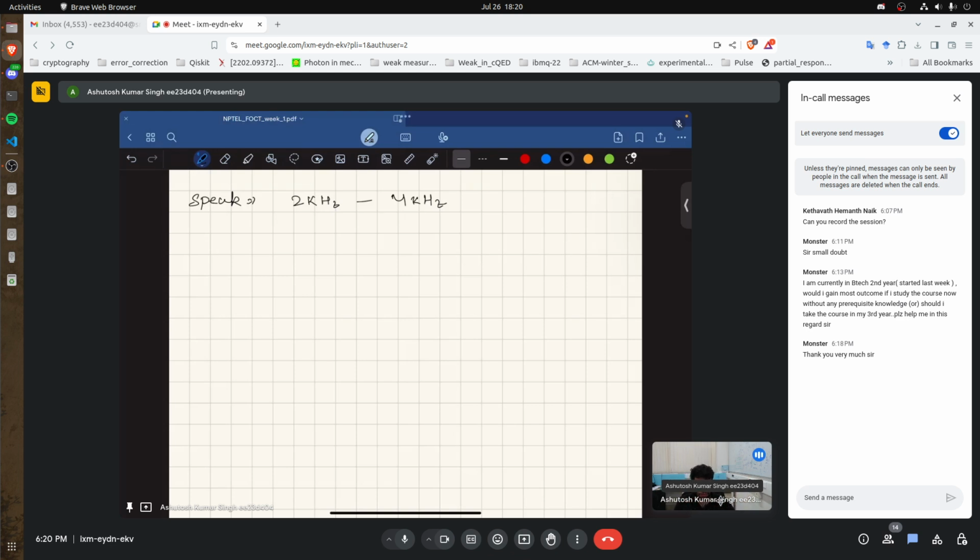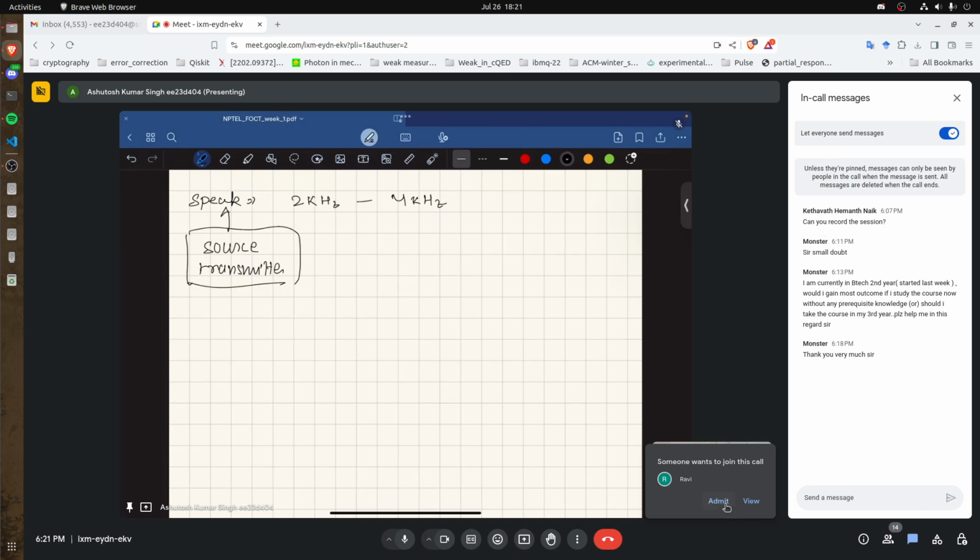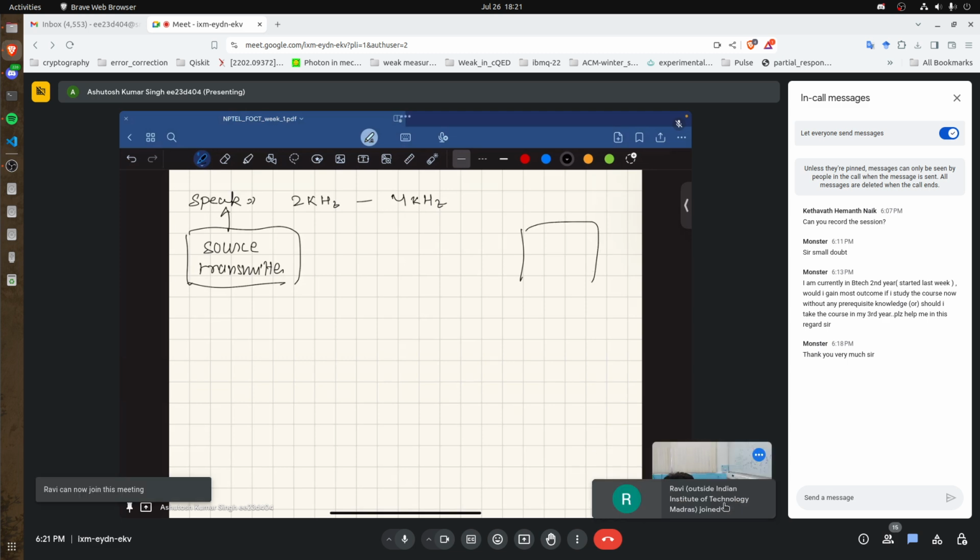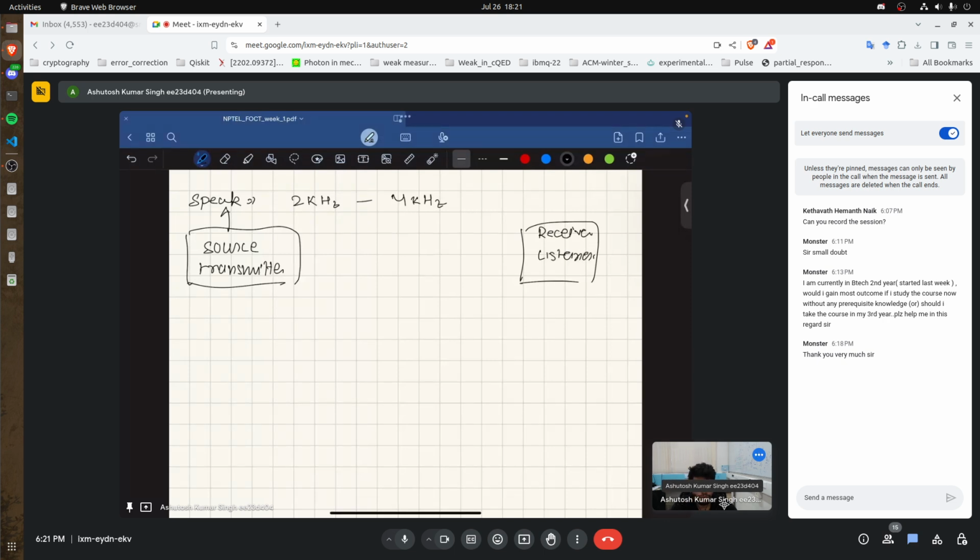Now if I have to take this data and transport it elsewhere, if I have to talk to somebody else, I have to somehow encode my information onto something that goes there. So it could be very simple, where I am the source or transmitter, that's me who wants to speak, and there is a receiver or listener that wants to know what I am sending.